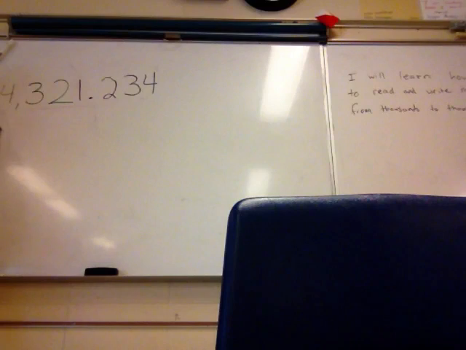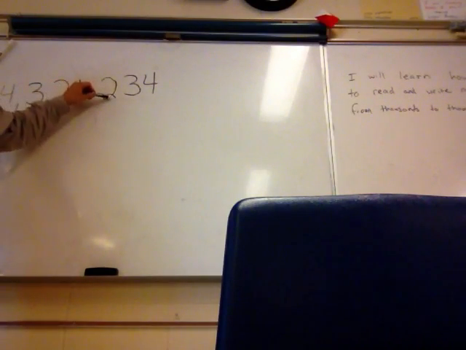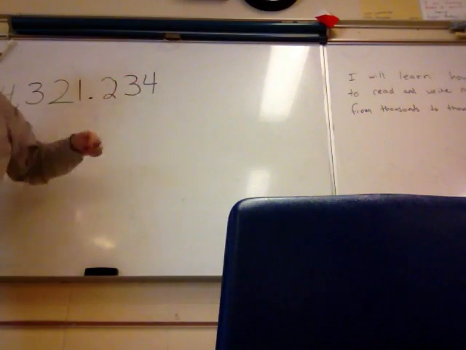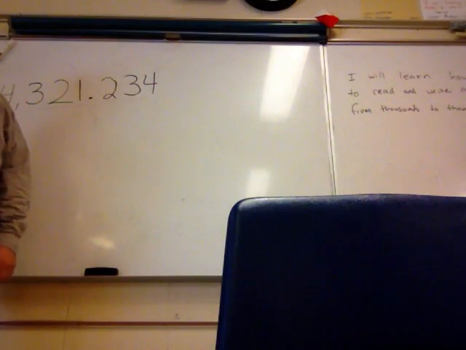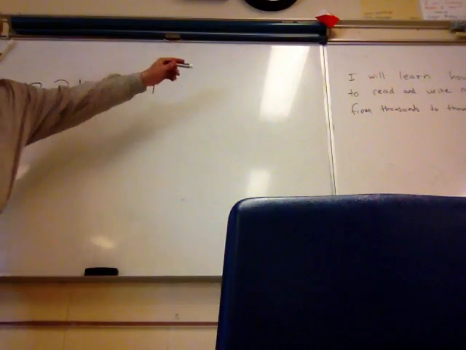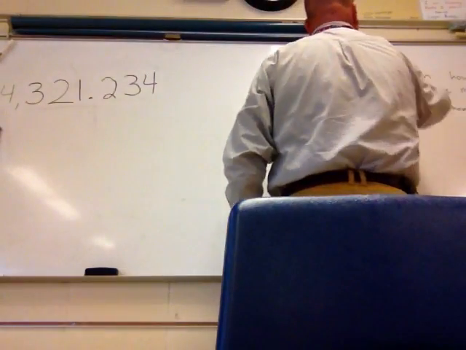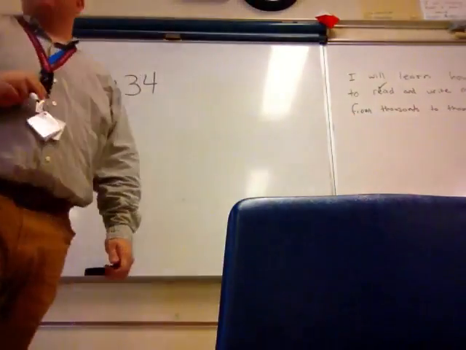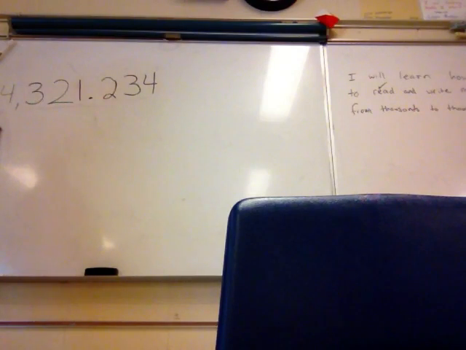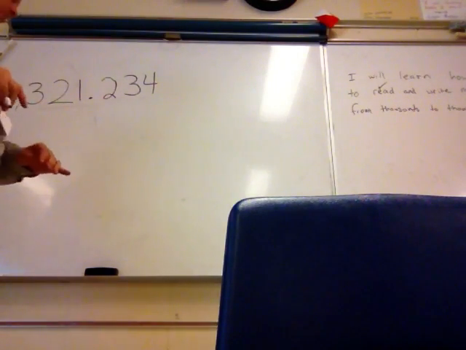All right. So let's read this one. 4,321 and 234 thousandths. We just read. And we're going to practice some more of those. Okay?